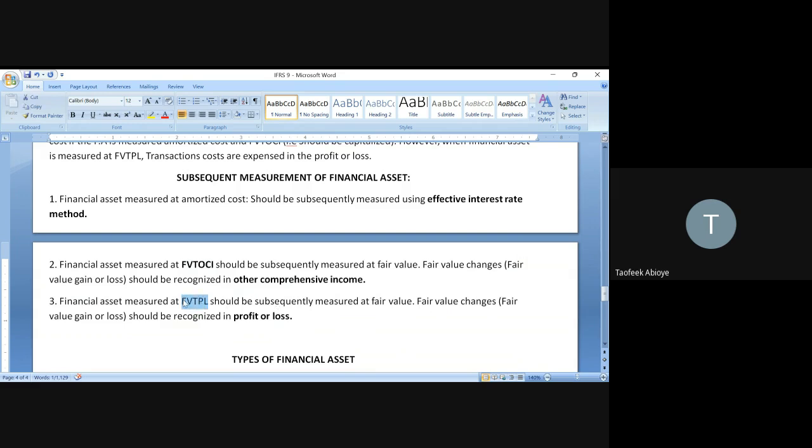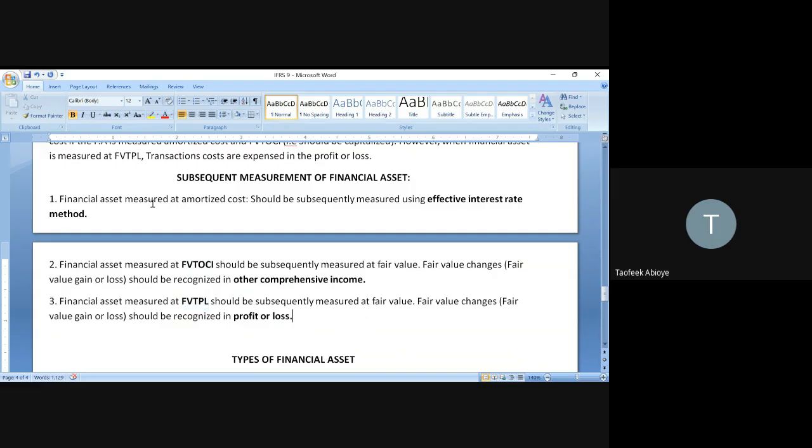Should we remember PPE and investment property? Revaluation gain in PPE, we take it to OCI. For investment property, it goes to P or L. That is the example I can cite for this financial asset.